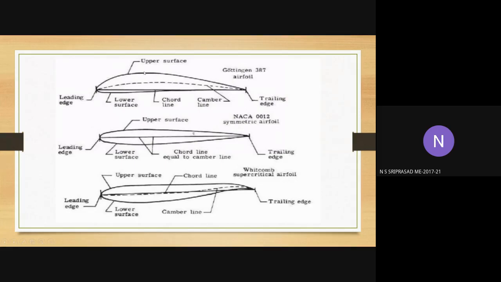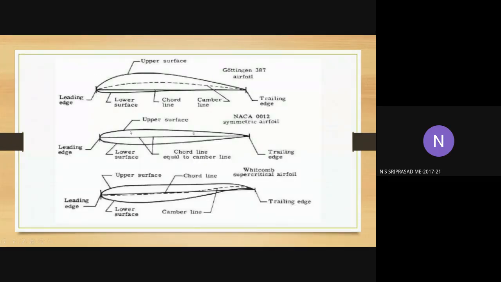Now this is the upper surface. This horizontal line you see, which is connecting the leading edge and trailing edge, is called the chord line, okay? And that curved line I told you about is called the camber line. You should always remember that the distance from the camber to the upper surface and the camber to the lower surface will be the same, okay? So that will be the same throughout the wing.